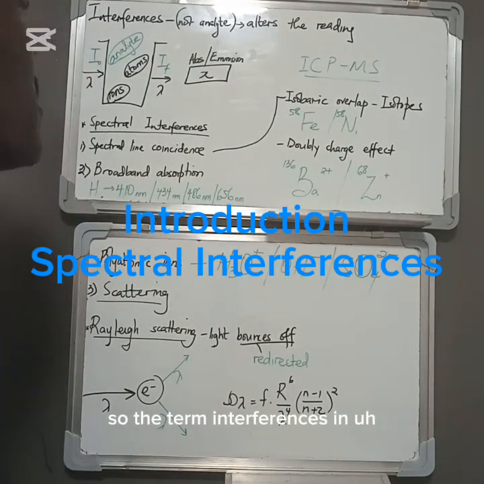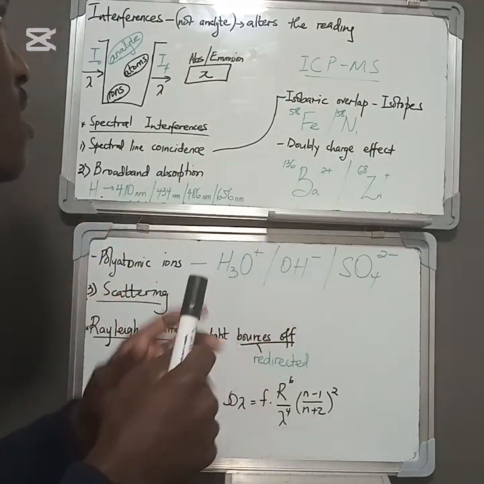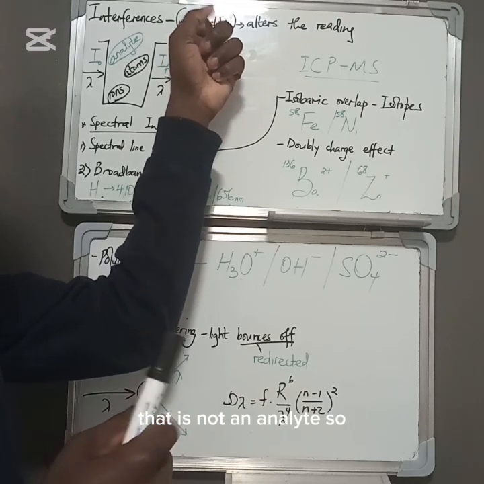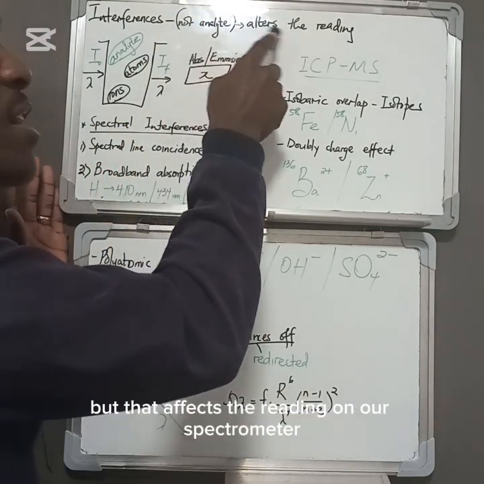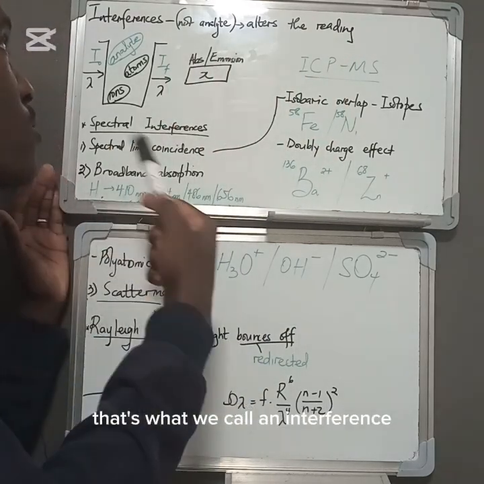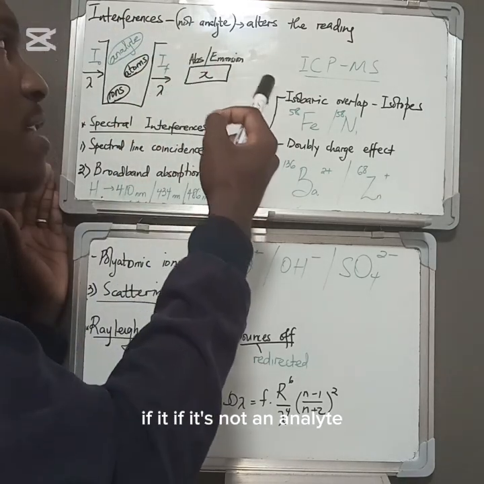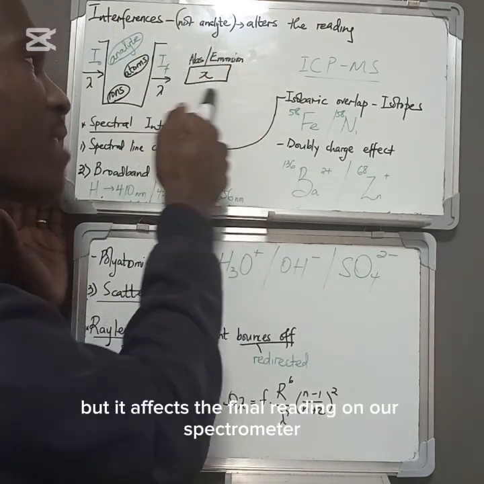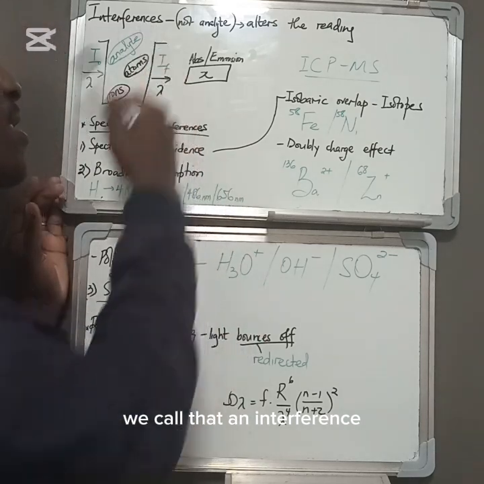So the term interferences in spectroscopy is used to describe anything that is not an analyte, but that affects the reading on our spectrometer. That's what we call an interference. If it's not an analyte, but it affects the final reading on our spectrometer, we call that an interference.